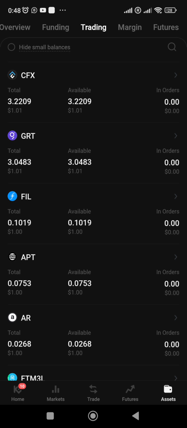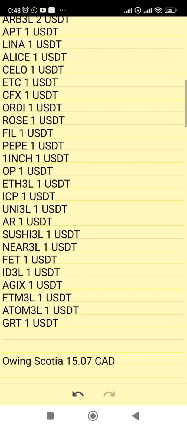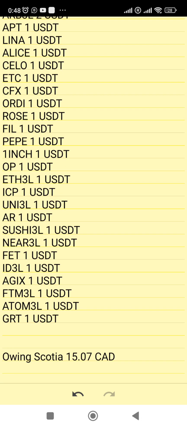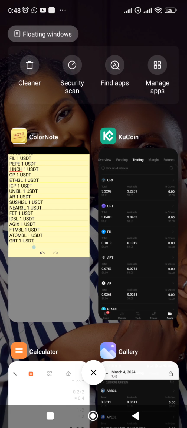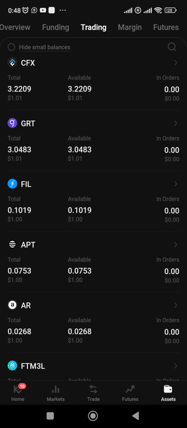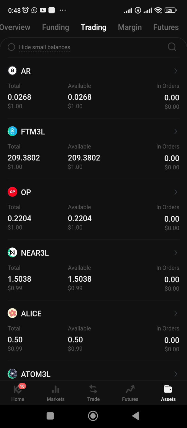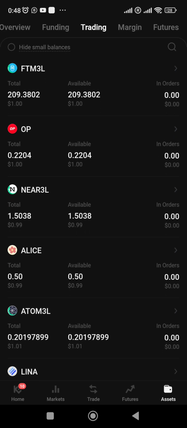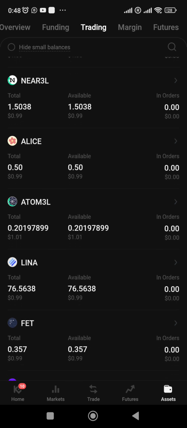All right, 1inch. CFX, GRT, FIL, APT. APT is here, is 1. CFX is 1. GRT, FIL is 1. GRT down here is 1. All of them are playing around 1. That's fine. AR is the one I just sold and bought again, is 1. FTM I just sold and bought again, is 1. Near, 3L, I just sold and bought again, is 1.